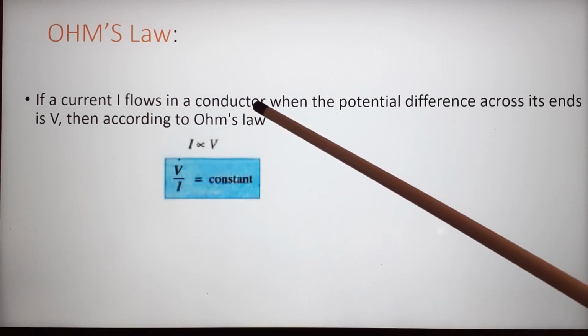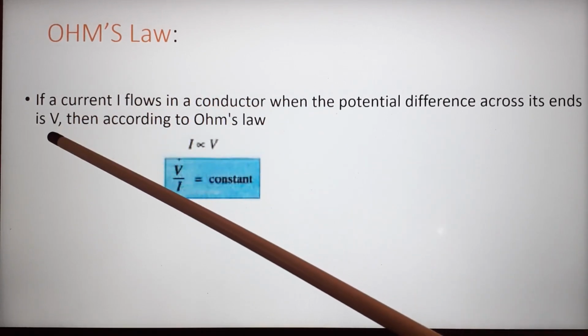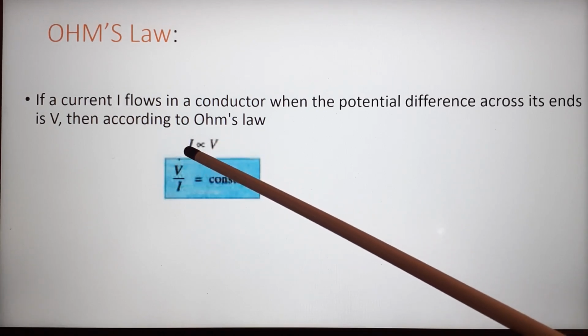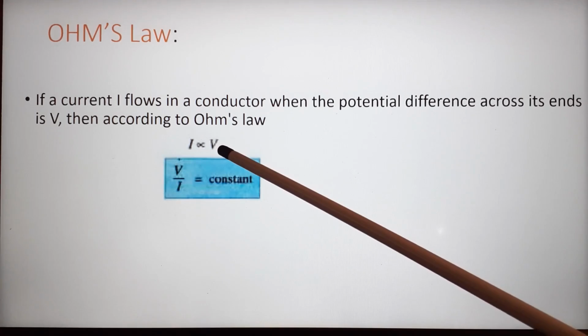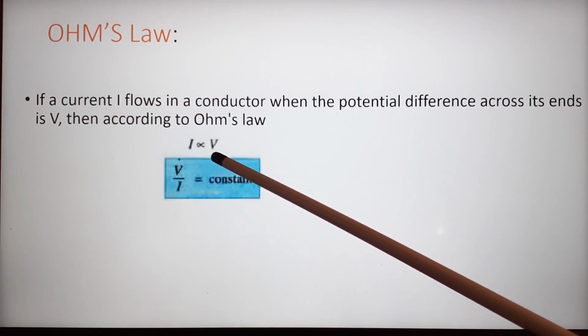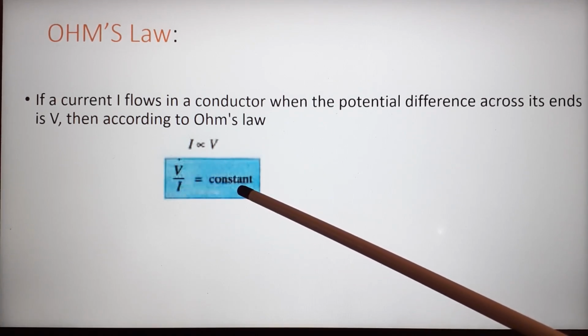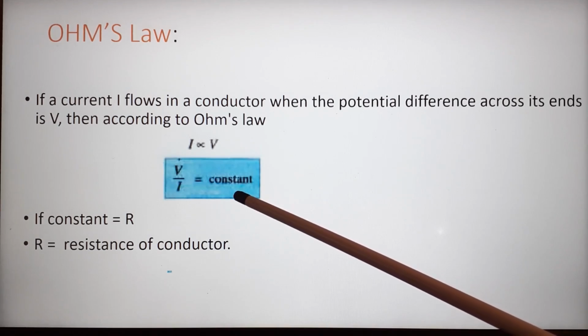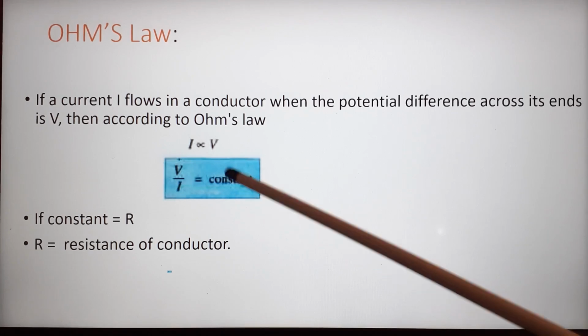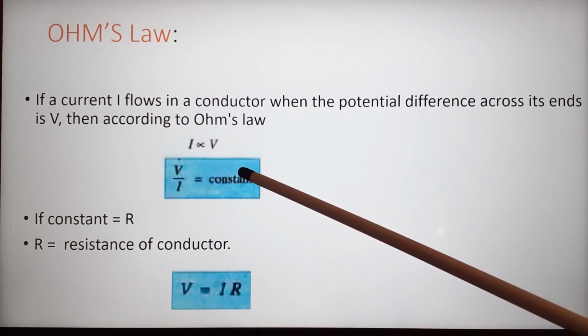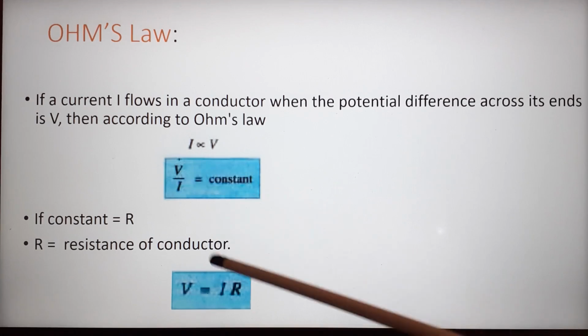Let us consider a conductor. We are applying potential difference equal to V. Then due to this potential difference, current I is flowing. So according to Ohm's law, current is directly proportional to potential difference. Now I am taking this I in denominator. So I will get ratio V by I is equal to constant. Now let us consider this constant is nothing but the resistance of that wire or conductor. So V by I is equal to resistance. Let's take this I on the opposite side. So we will get V is equal to I into R.